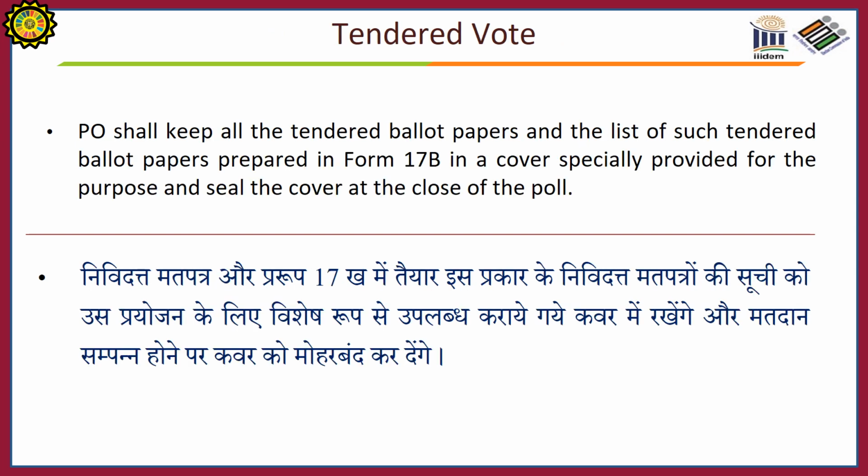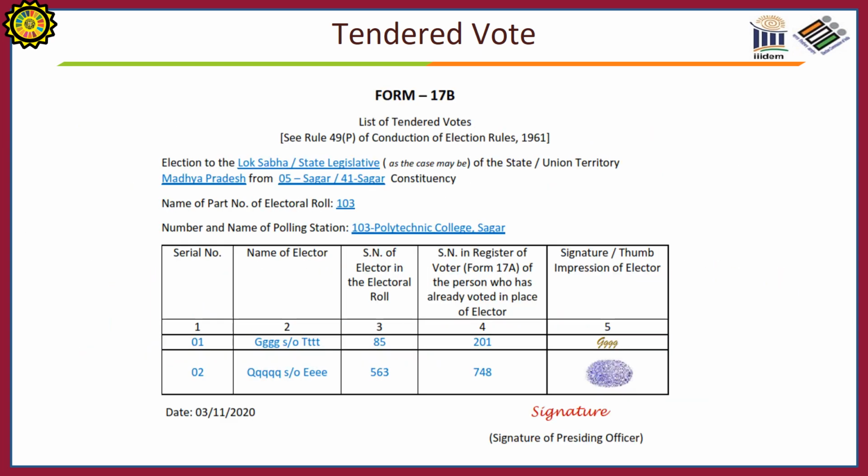Presiding officer shall keep all the tendered ballot papers and the list of such tendered ballot paper prepared in form 17B in a cover especially provided for the purpose and seal the cover at the close of the poll. The form 17B, which has been filled as a sample, is shown on the screen.